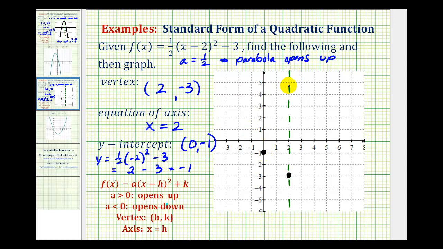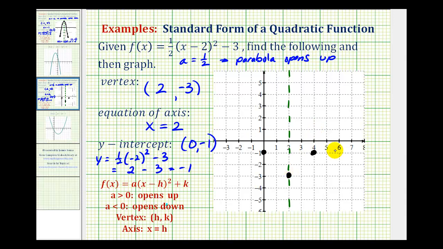And because we have the axis of symmetry, every time we plot one point, we know there's going to be a mirror image on the other side of the axis. So if this is 2 units to the left of the axis of symmetry, there must be another point 2 units to the right, or this point here. Now this may be enough information to sketch our parabola, but let's go ahead and find 2 more additional points.